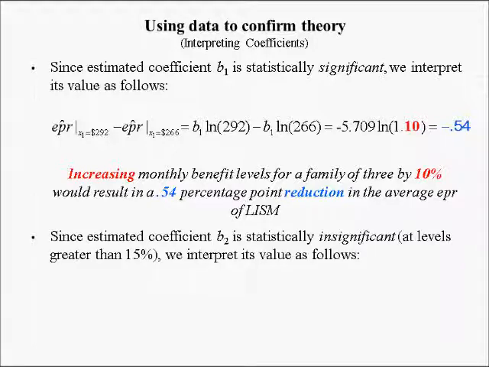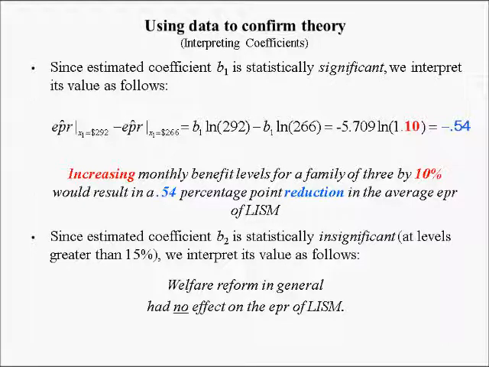Now, since B2 is insignificant at levels greater than 15%, its p-value was bigger than 15%, we interpret it as follows. Welfare reform in general had no effect on the employment population ratio of low-income single mothers.